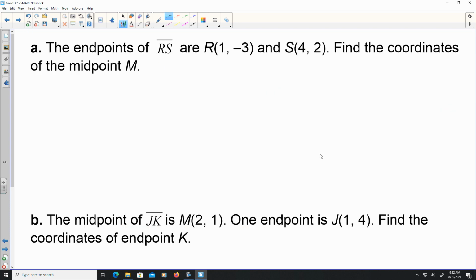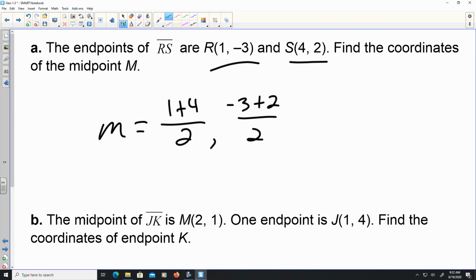So here it says that the endpoints are R and S, and they give you the points for R, which is 1 comma negative 3, and S, which is 4 comma 2. They want you to find the midpoint M. So again, to find that, you're just going to take your two x coordinates, 1 plus 4 divided by 2, comma, take your two y coordinates, negative 3 plus 2 divided by 2.